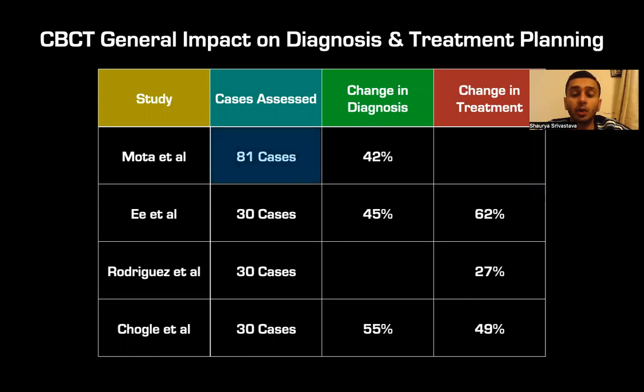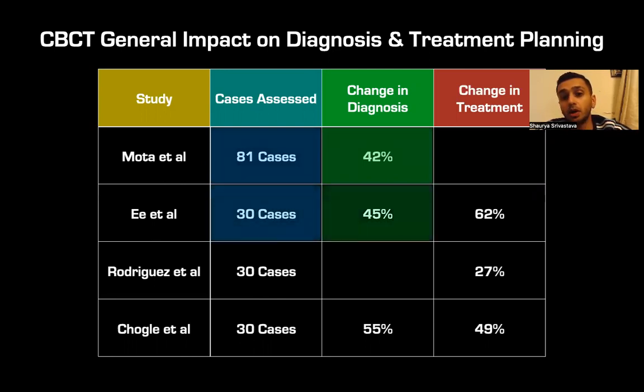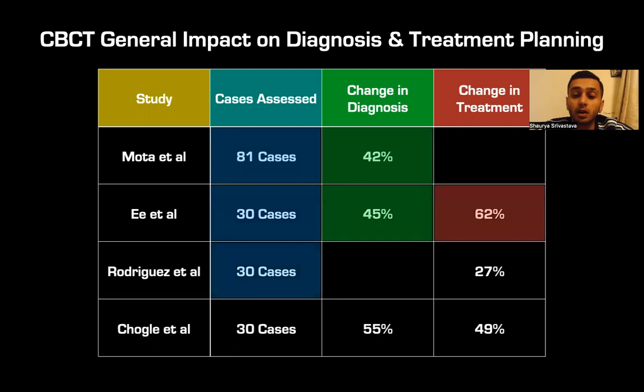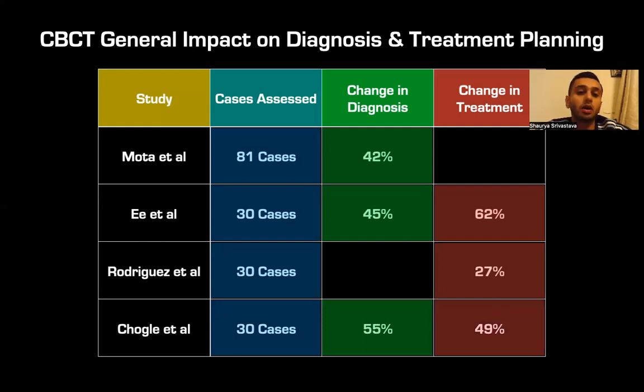Here 81 cases were assessed. 42% of them, their diagnosis had changed. When 30 cases were assessed in this paper, 45% change in diagnosis, 62% change in treatment. Here again, 30 cases, 27% change in treatment. Again, 30 cases, 55% change in diagnosis, and 49% change in treatment. So that again tells you as a clinician, when you view more and you see much more, you're probably going to be changing your initial diagnosis, which is based on 2D, which does not give you enough information.